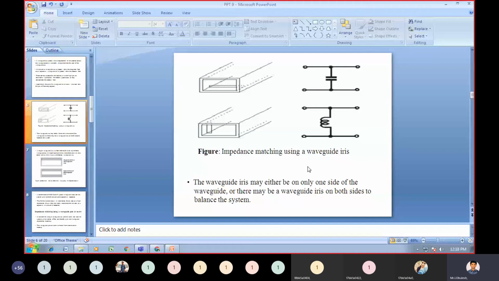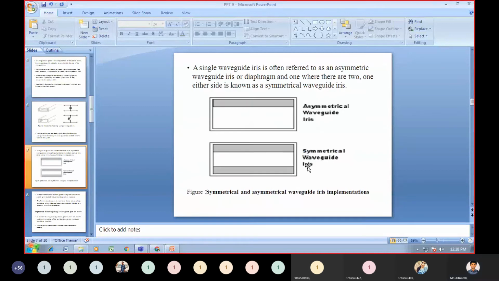Accordingly, in the same way, with the help of a screw and post, you need to use these two to remove the energy from the waveguide. If you have a rectangular waveguide, you insert these two inside your rectangular waveguide to eliminate the energy from the waveguide.